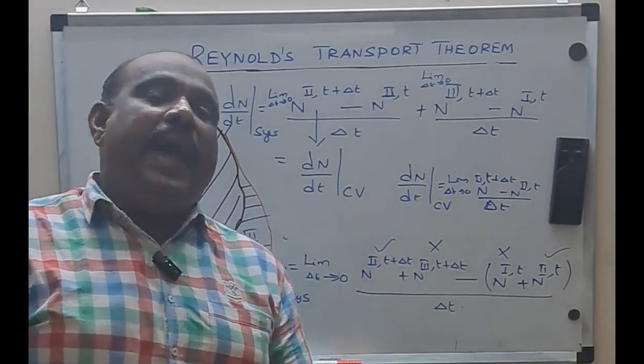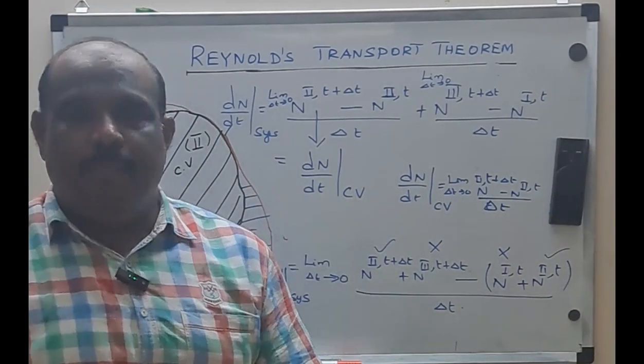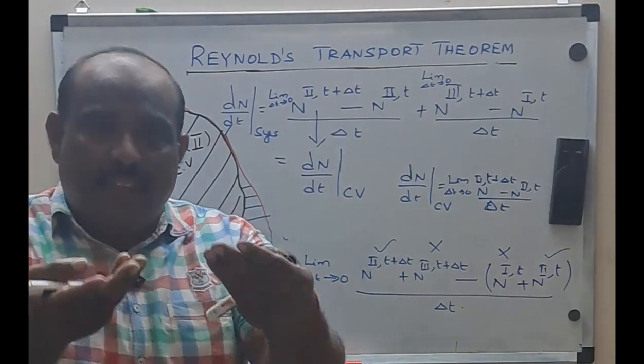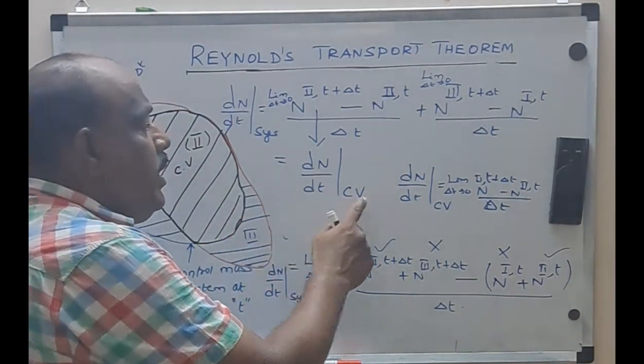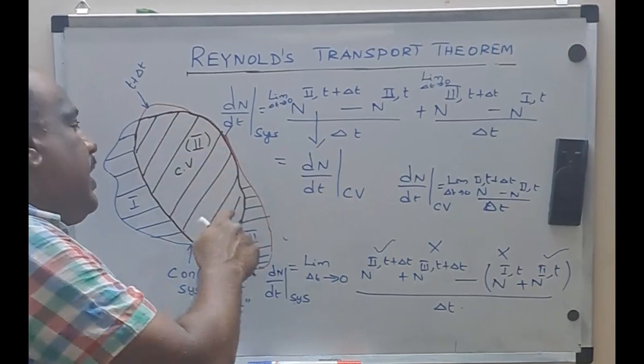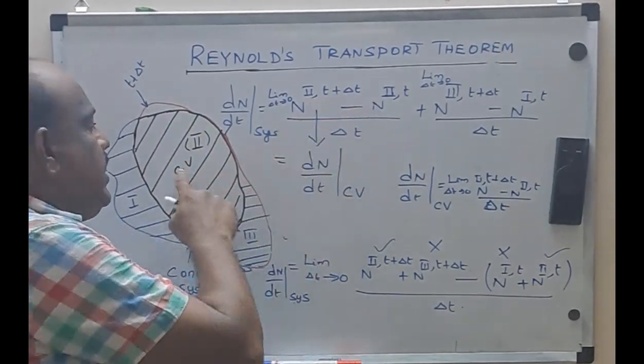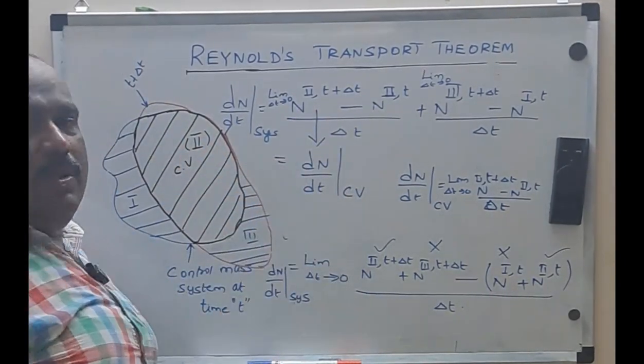Now I am trying to write back from the difference form to the differential form. From the difference form to the differential form. So it will be dn by dt. But this is not the control system because it becomes domain 2. Domain 2 means what? It is control volume. So I will indicate it as control volume.